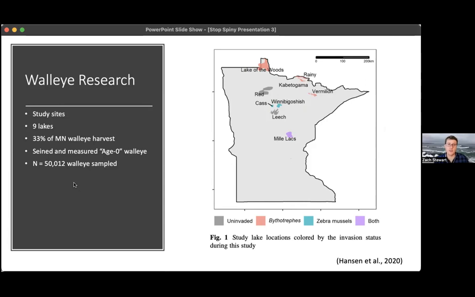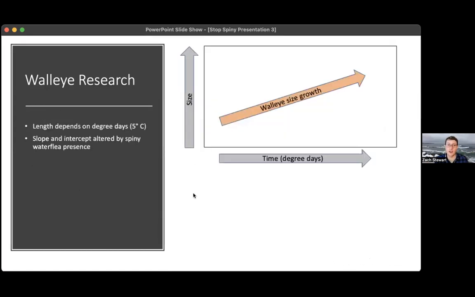And what they did is they went out and they used seine nets to capture these age 0, or young of the year, walleye, and they measured them in lakes with and without spiny waterflea invasions. And they actually measured over 50,000 walleyes. So this is a pretty robust sample size.